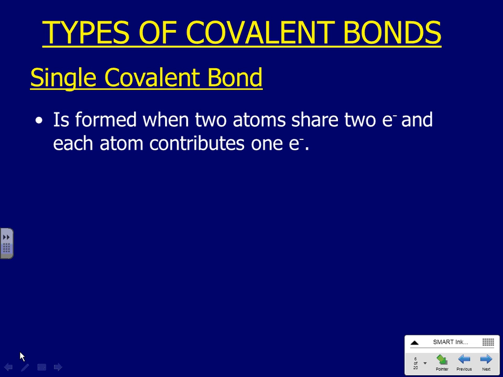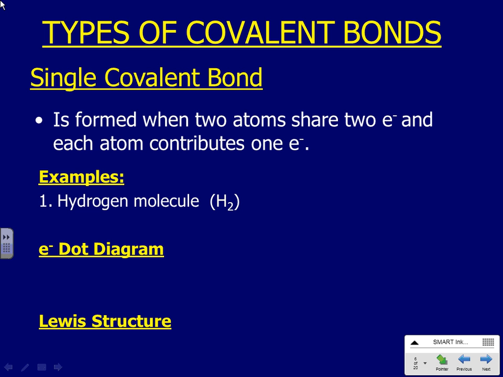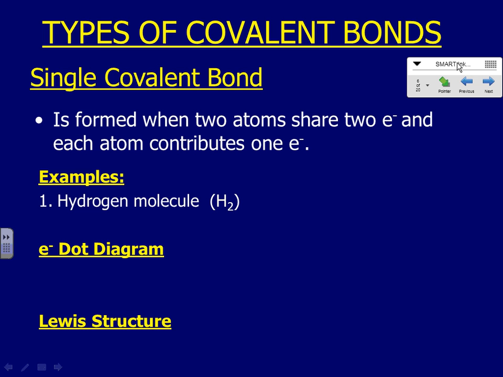So a single covalent bond is formed when two atoms share two electrons and each atom contributes one. It's like that perfect sharing deal. Hey, you want to share? I've got one. Good, I've got one too. Perfect. Single covalent bond. The example I'm going to do is a hydrogen molecule. And that's H2. The simplest molecule we can come up with.